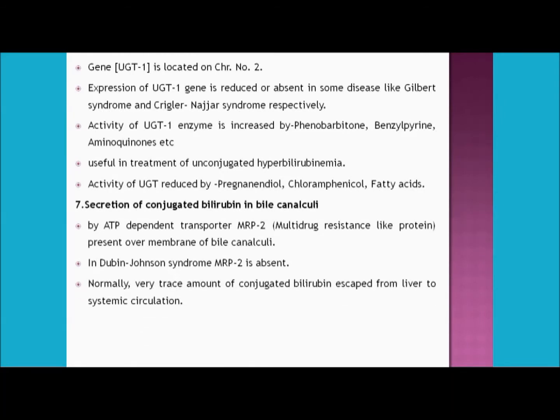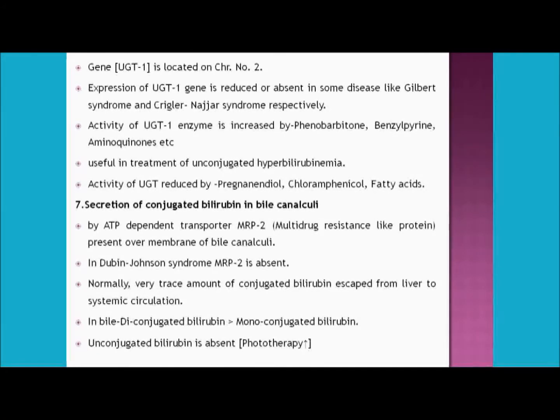Normally you should know that only a very trace amount of the conjugated bilirubin escapes from the liver to the systemic circulation, because bilirubin always remains intact. We have already discussed that albumin gets deconjugated from the bilirubin once it reaches the liver, because this albumin will be reutilized again for the transport of bilirubin, right? Now in the bile, the concentration of the diconjugated bilirubin is always high as compared to that of the monoconjugated bilirubin in the human body. Moreover, if unconjugated bilirubin is present, then you have to go through phototherapy.